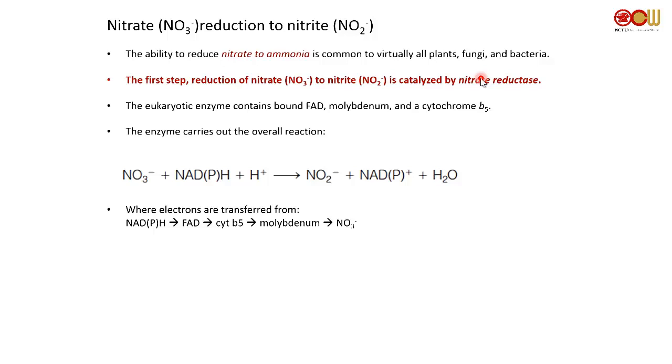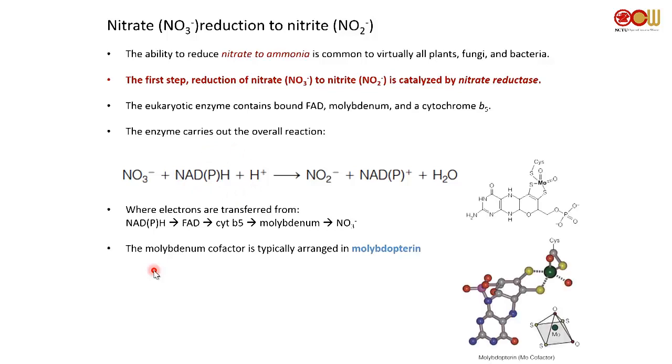Now we're going to talk about nitrate. Okay, so we can go nitrate reduction to nitrite. Okay, so this is a pretty simple reaction. It uses an enzyme called nitrate reductase. Okay, so nitrite can then, we'll see on the next slide, go to ammonia, but first you go from nitrate to nitrite. Enzyme, pretty simple. All you've got to do is use NADH or NADPH.